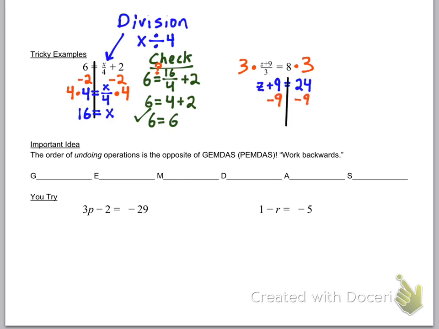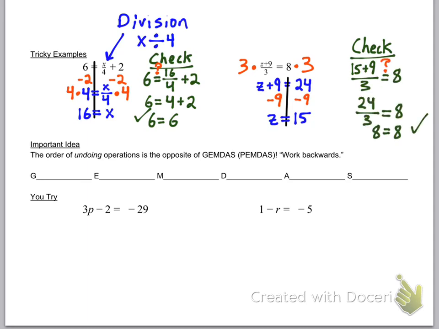Now I can draw the line here again if you'd like. We need to undo adding 9, so I'm going to undo it by subtracting 9. And when I subtract 9 from both sides, I get z equals 15. I'm going to check this real quick over here on the right. And again, you can pause the video as much as you need to get caught up on the writing.